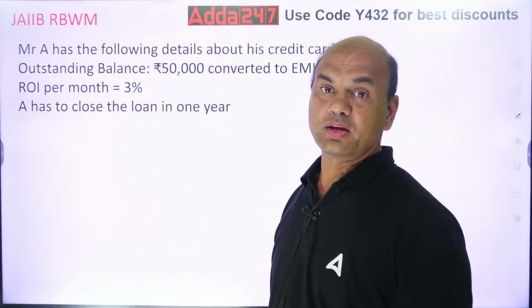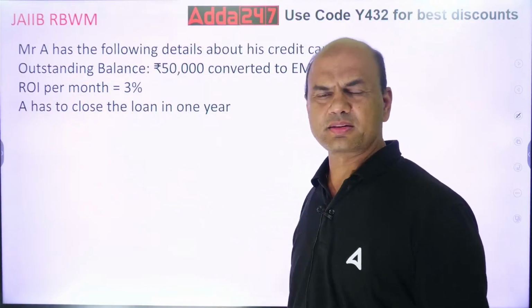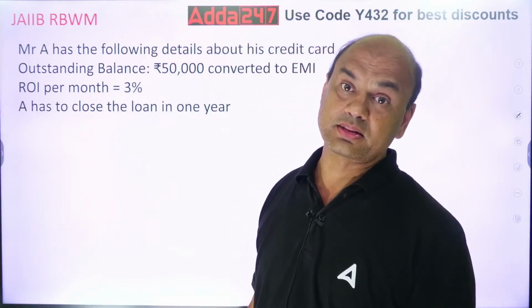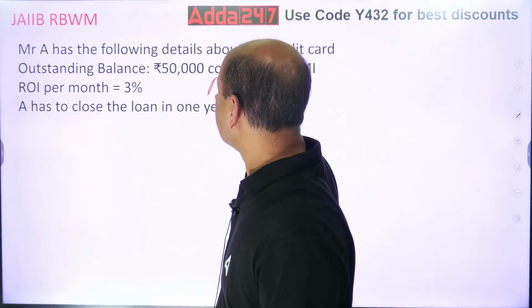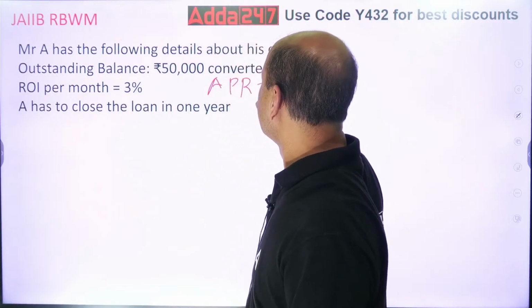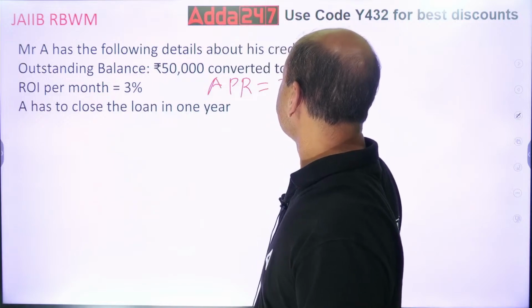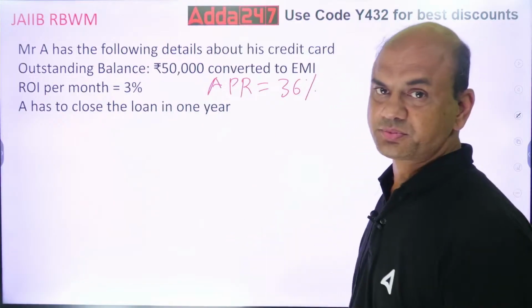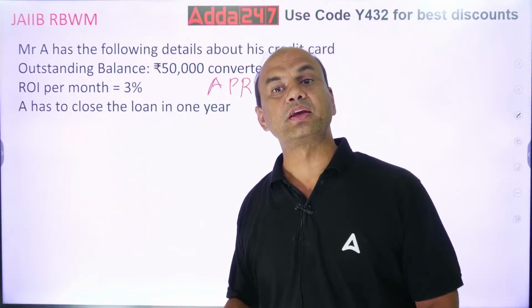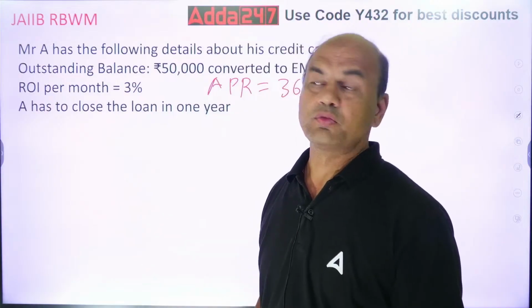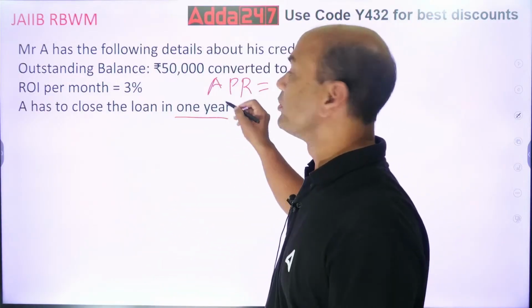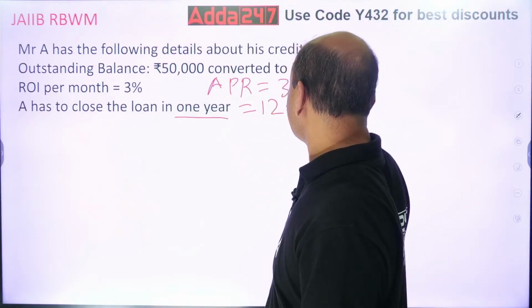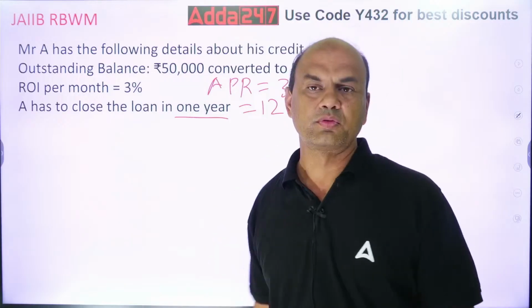Now, rate per month is 3%. So this you can call it as MPR, 3%. So what is the rate for the year? For the year, it is APR, 36%. Just now we got this, right? 36% per year. Now I have to convert this into EMI. EMI means equated monthly installments for 1 year. 1 year means 12 months. So what will I have to do? I'll have to use the formula.